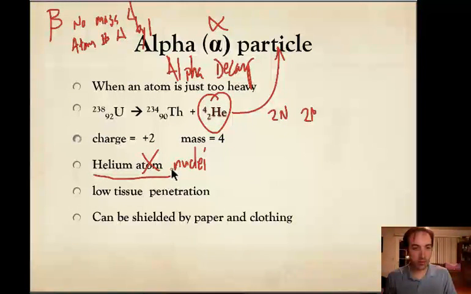Because this has so much mass, when it hits an object, it's going to bounce off, or it's going to slow down. And because of that, alpha particles have low tissue penetration. They're going to hit your skin. They can probably penetrate a little bit, but they're not going to go deep down into the bones. You can actually shield yourself from alpha particles using paper or clothing, or anything denser. So aluminum and wood would stop alpha particles. You need at the very least paper or clothing to protect you from alpha particles.